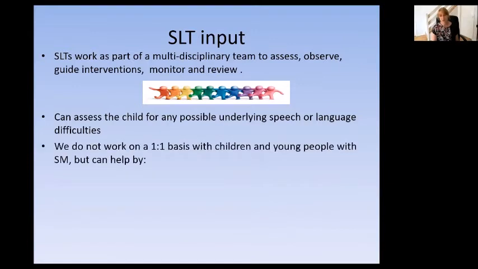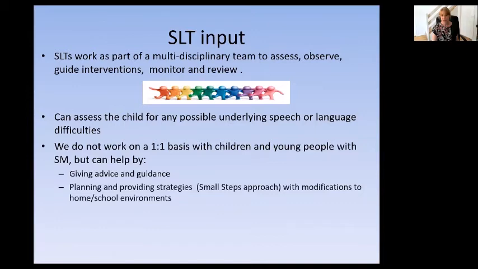What we don't do is come in and work one-to-one with that child on a regular basis, because actually for children with selective mutism, they need to build up those relationships and those communication skills with people that they interact with on a daily basis. So that's teachers, other children, family members. They don't necessarily need to have a good relationship or a speaking relationship with their speech and language therapist. Actually, we're there to advise on supporting communication with others around that child. So we would rarely offer regular one-to-one intervention. However, we will offer advice and guidance to others.